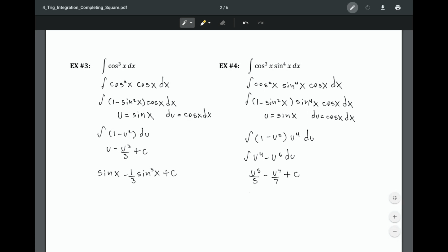Excuse me, I'm going to go ahead and substitute back is what I meant to say. So we have 1/5 u, and u was sine, so sine to the power of 5 of x, minus 1 over 7 sine to the power of 7 of x, plus c. All right, so that's the answer for that.